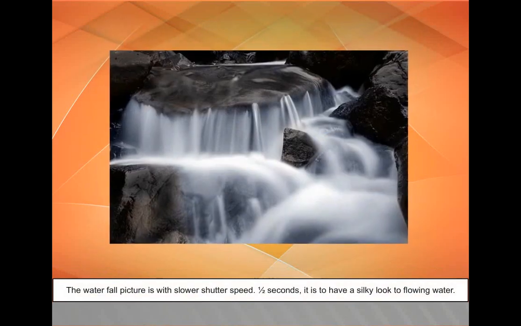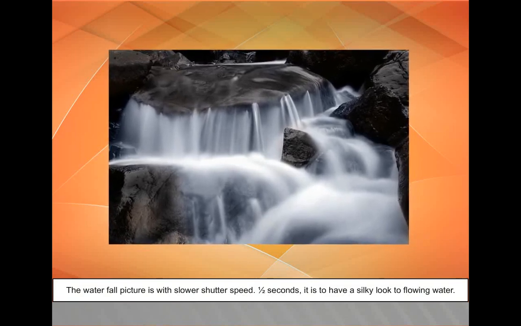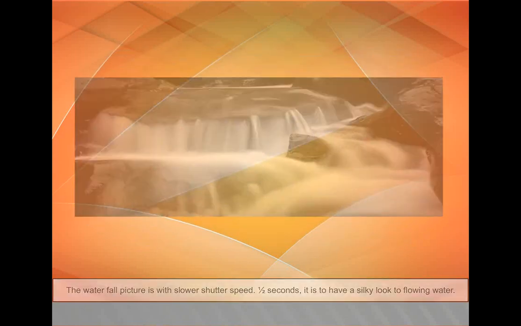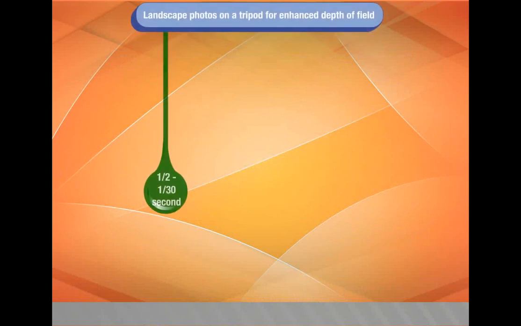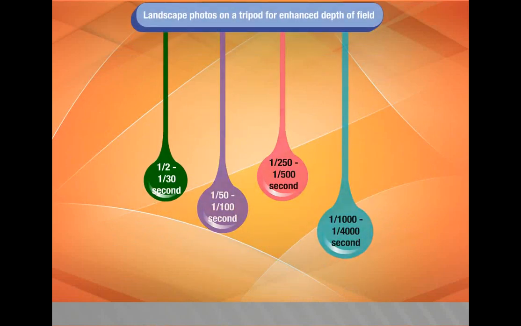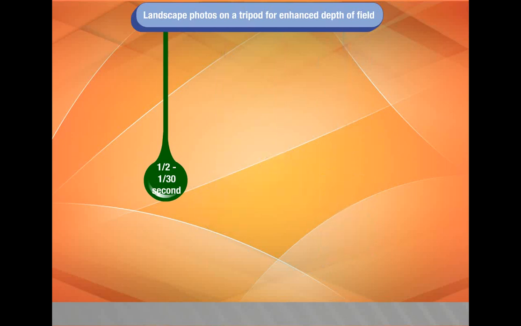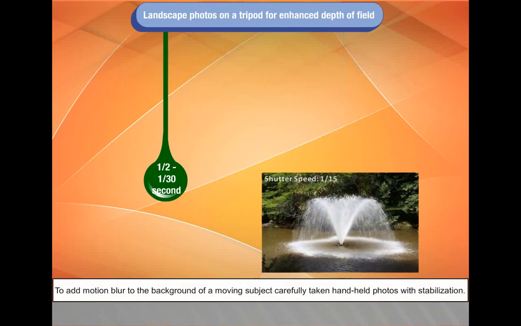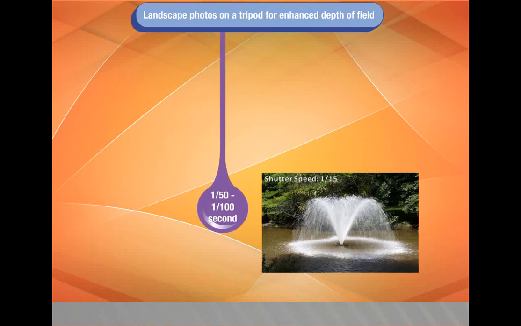The waterfall picture is with slower shutter speed, ½ second. It is to have a silky look to flowing water. Landscape photos on a tripod for enhanced depth of field. 1/2 to 1/30 second. To add motion blur to the background of a moving object, carefully taken handheld photos with stabilization. 1/50 to 1/100 second.